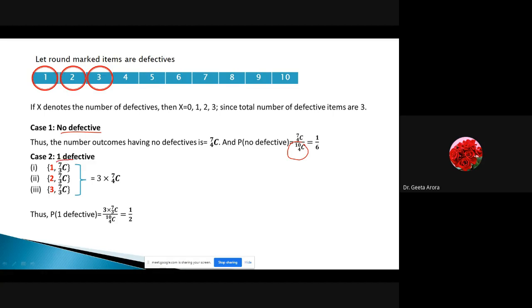Now we are saying one defective is there. So we have 3 items which are defective and 7 outside which are non-defective. So in the total ways, here we have done a correction. How many ways can we select? Out of 7 we are selecting 3 and 1 is coming from this. So actually it is 3C1. Correct? So 3C1 means 3. So it is 3 into 7C3 divided by 10C4, which gives me the value 1 by 2. So this is the second case.